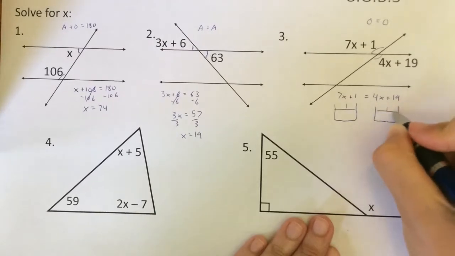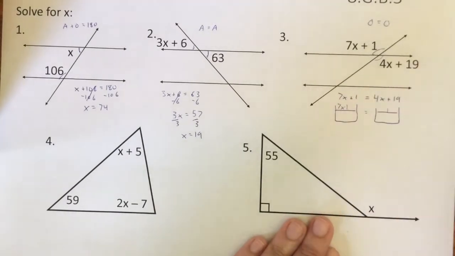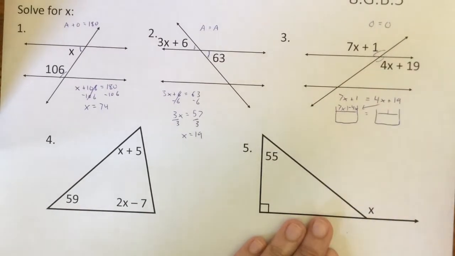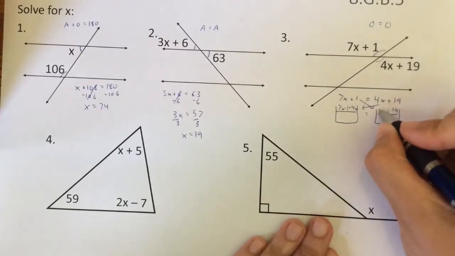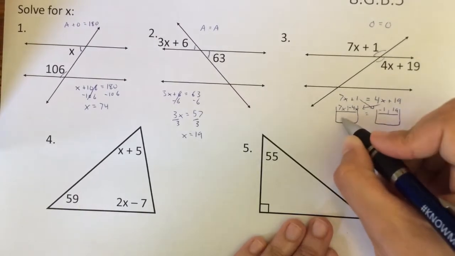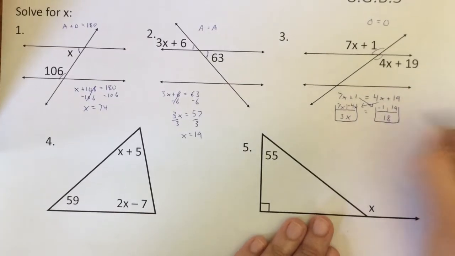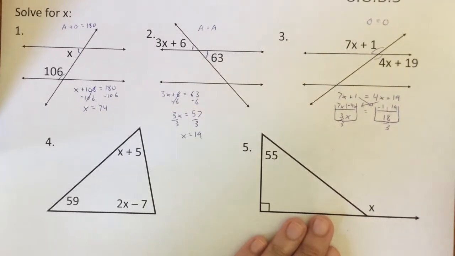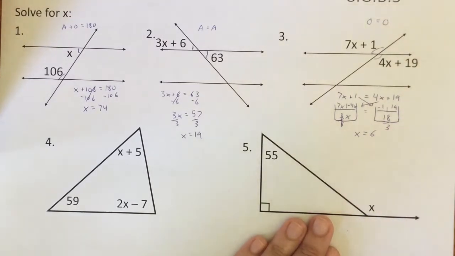So I'm going to draw my boxes and try to get my x's on the left and my numbers on the right. So 7x drops straight down, and the 4x, because it crosses the equal sign, becomes negative. The 19 drops down, and then the 1, because it crosses the equal sign, changes signs and becomes negative. I'm going to add my two little boxes together, so 7 plus negative 4 gives me 3x. Negative 1 plus 19 is 18. And now my last step is to get rid of this 3 before the x by dividing. So divide both sides by 3. Those will just go to 1, so I get x equals 6.